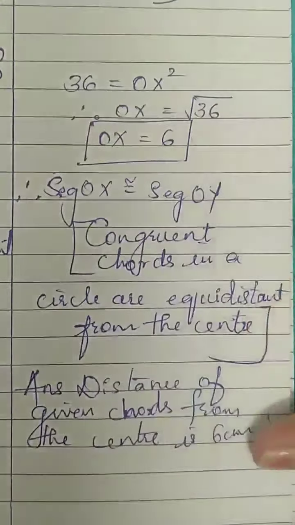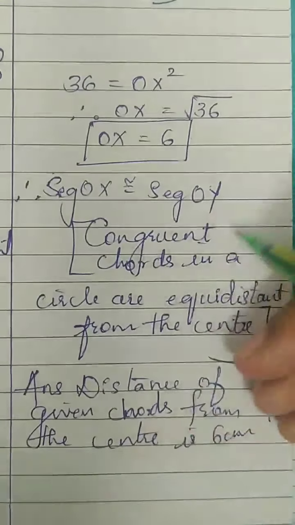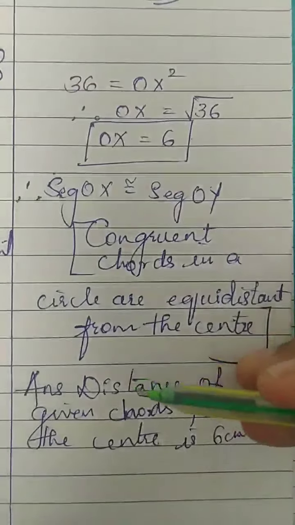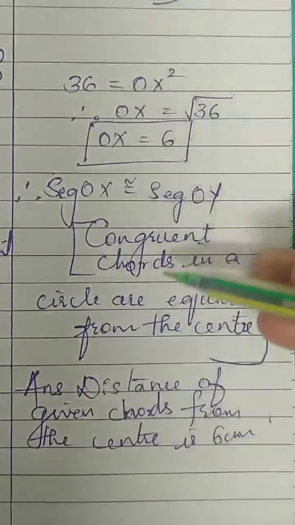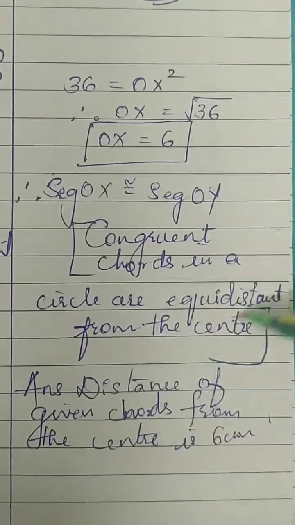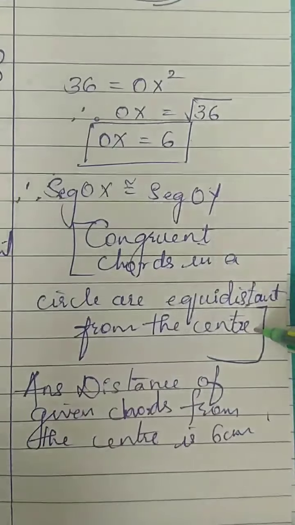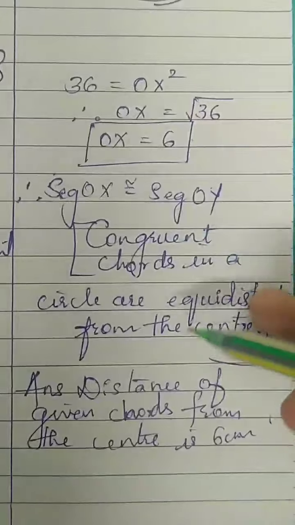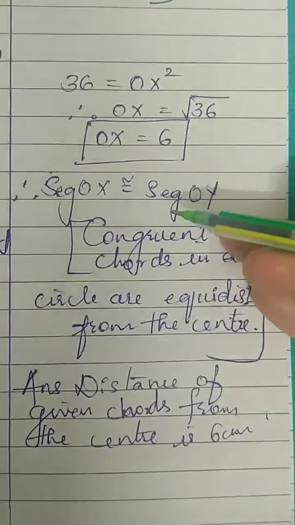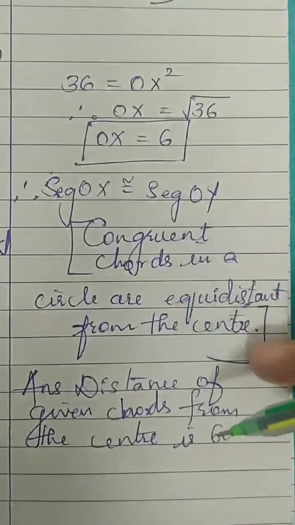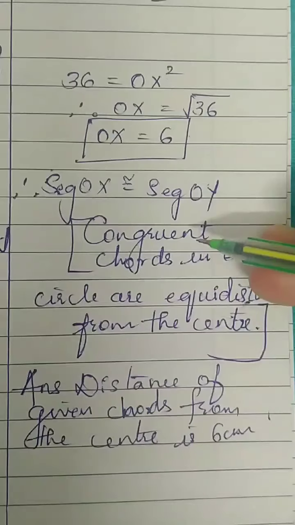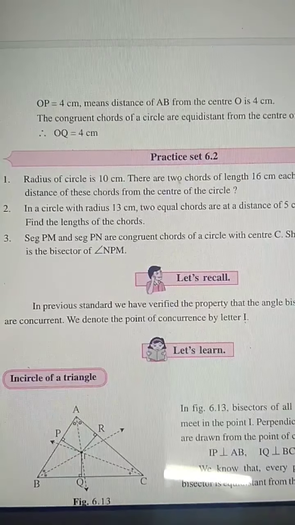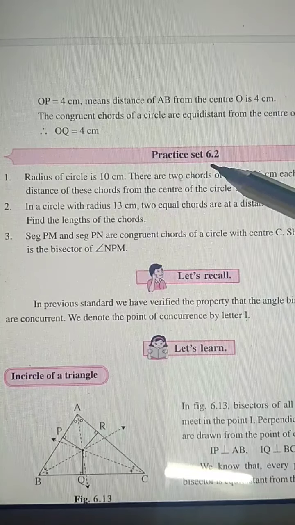Okay, so I hope the first question is very simple. We used the first property that we learned from practice set 6.1 and the new property, that is congruent chords in a circle are equidistant from the center. Okay, so take the steps, pause the video, write the steps, again restart, like that. Please understand the sum well, children. Moving on to the second question from practice set 6.2.